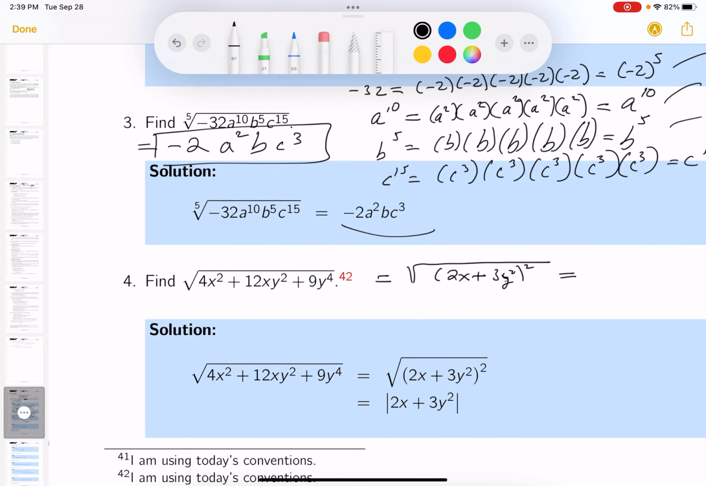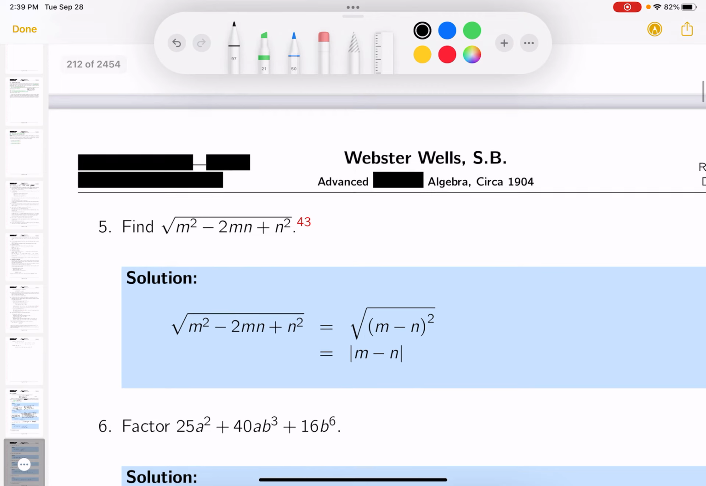So I'm going to say it has something to do with 2x plus 3y squared, but it's got to be the absolute value of that. All right, why is that? These are principal roots. These answers are listed for you over here. And I'm using the conventions that we basically talk about in modern algebra now. All right, let's look at this one over here.